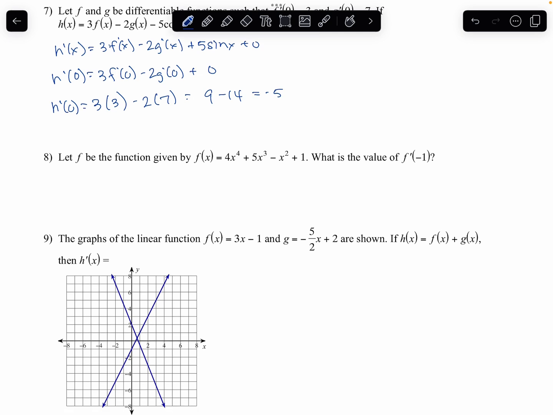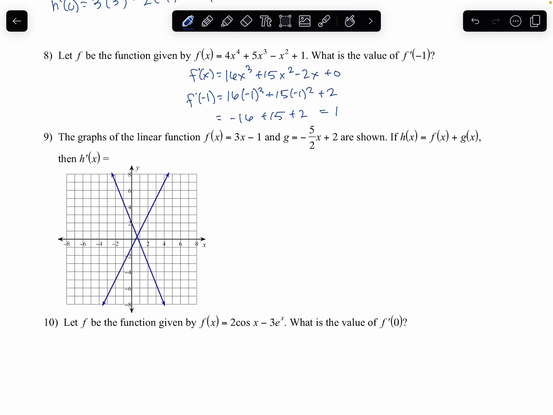Let f be the function given by, okay, what is the value of f prime of 1? So let's find f prime of x. That's going to be equal to 16x to the third plus 15x squared minus 2x plus 0. And f prime of negative 1 is going to be 16 times negative 1 cubed plus 15 times negative 1 squared plus 2. That's going to be equal to negative 16 plus 15 plus 2, and that's going to be equal to 1.